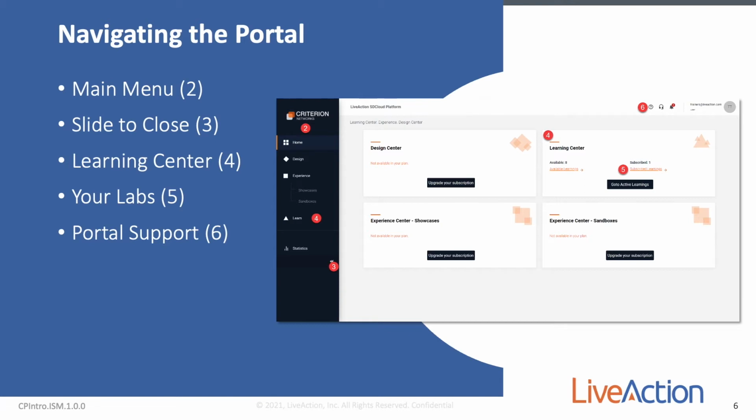This tutorial will focus on the Learning Labs, located in the Learn menu option, which is the Learning Center panel, numbered 4. To find just the learning labs you've been subscribed to, you'll want to click the Subscribe Learning button shown at 5. As you may not have been subscribed to all the learning labs within the portal, the subscribed area will show you just those that you have access to. If you encounter any technical issues with the learning labs or the portal, you can contact support by using the question mark button near the top of the screen, shown at 6. This will take you to the support portal where you can open a case.